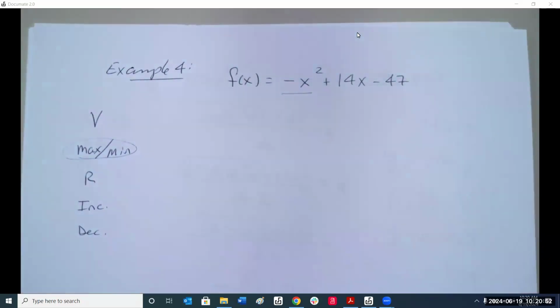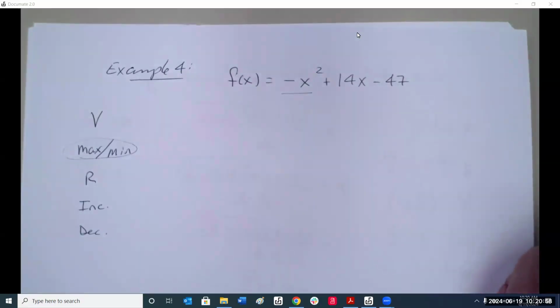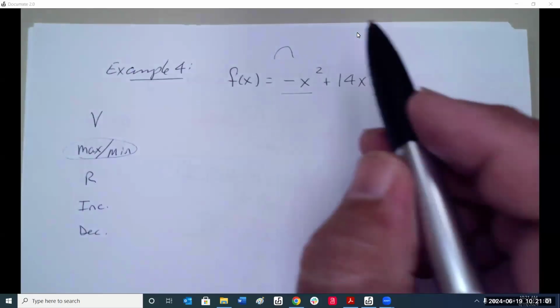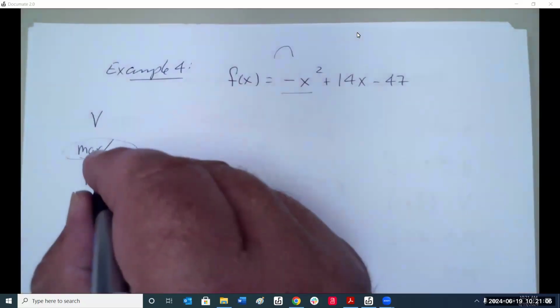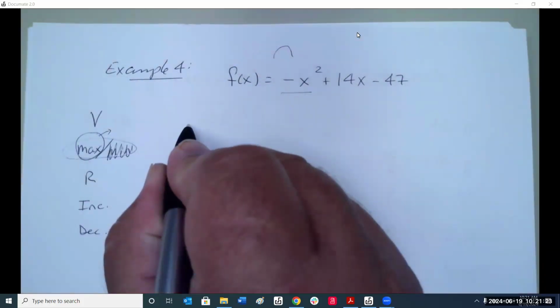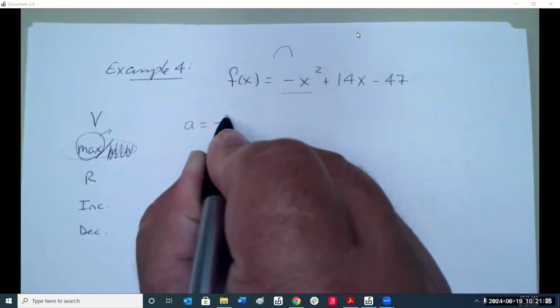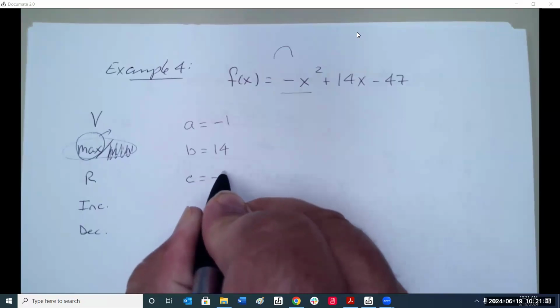From this first part, we know it's a quadratic equation, it's a parabola. Which direction does it open? It opens down. So because it opens down, do we have a max or a min? We have a max. We have a high point. Zero work, just because it's just observation. And the max is going to be at the vertex. So A is equal to negative 1. B is 14. And C is negative 47.